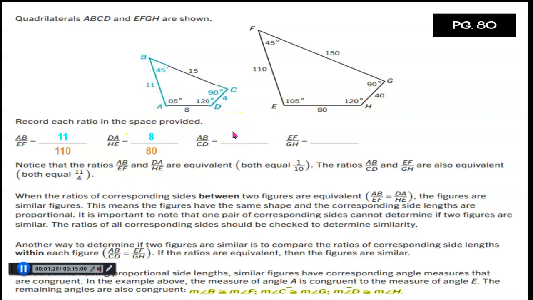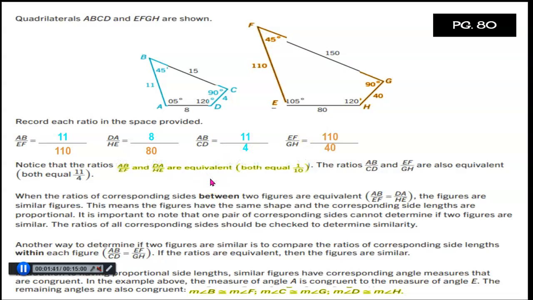AB to CD is going to be 11 to 4. And EF to GH is going to be 110 to 40. Notice that AB to EF and DA to HE are equivalent because both simplify to 1 over 10. The ratios AB to CD and EF to GH are also equivalent because both simplify to 11 over 4.